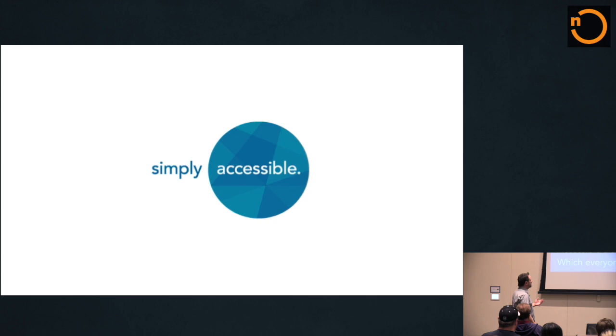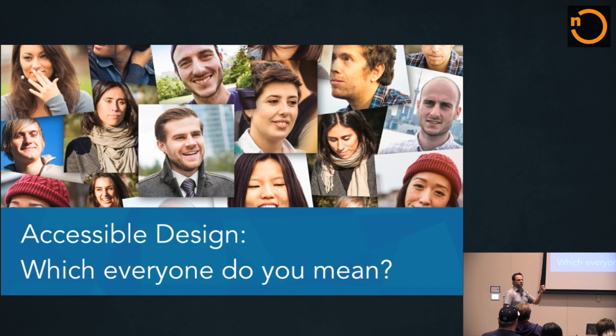So I really want you to ask this question of yourself. When you think about accessibility, we often talk about diversity and inclusion and accessibility. They're kind of all things that go hand in hand. And we say very often that we are designing for everyone when we're building things and designing them to be accessible. But I really want you to ask yourself this question. Which everyone do you mean?